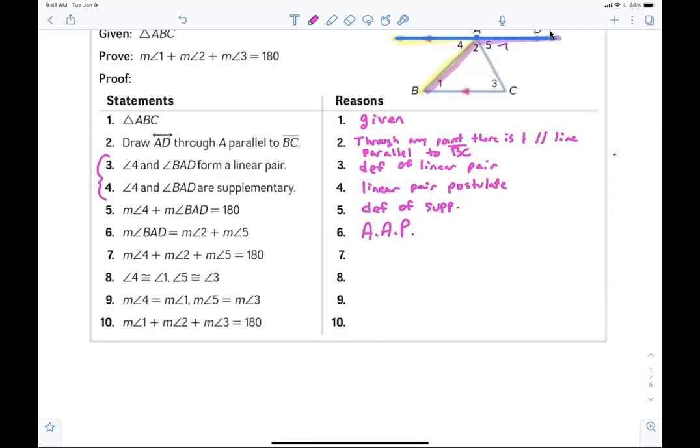All right. So now, everybody look at number 7. What is that? Very good. That's a substitution. Now, how do we know it's a substitution? Because right up here is angle BAD. All I did was replace that with 2 plus 5. That's a substitution.